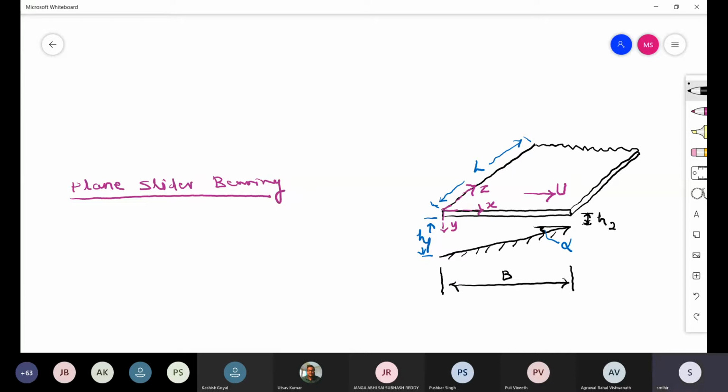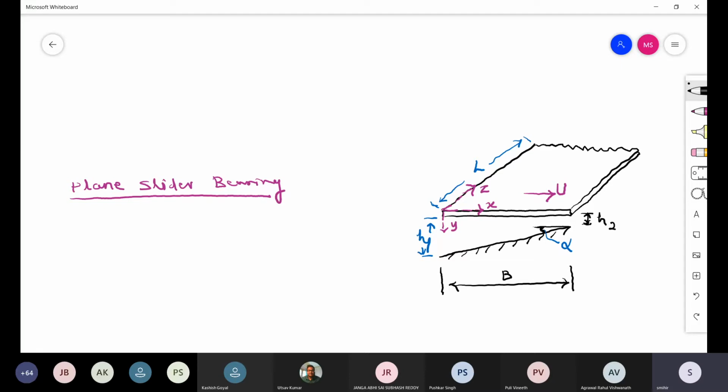Okay, this is what a plain slider bearing looks like. On the top, it is a plate. The plate is moving with a velocity capital U towards right, as you can see. The coordinate system is shown: X, Y, and Z. Now this bottom surface is stationary, which is fixed, and inclined with an angle alpha. On the left side the gap is H1 and on the right side the gap is H2. So H1 is greater than H2.